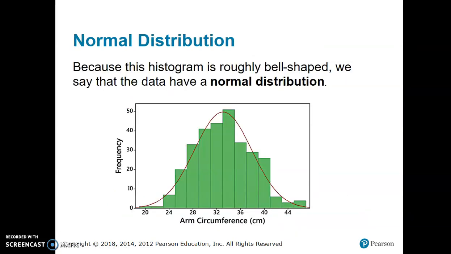Okay, if we take a look at this one, it looks pretty close to a normal distribution. Let's talk about arm circumference of, I think, men or women. It doesn't say. And we expect that to be bell-shaped or a normal distribution.